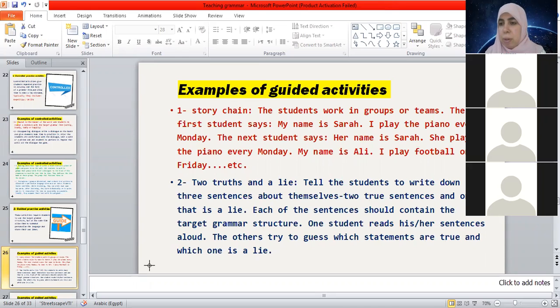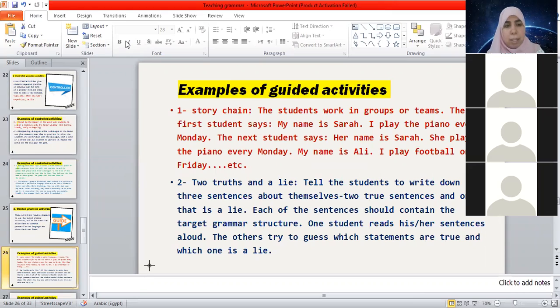For example, let's do that together. The first student will say, my name is Sarah. I play the piano every day. So here I have present simple. So let's talk about our daily routine, or what I usually do every day. I'd like my students to say sentences about themselves using this target grammar structure. So the first student says, my name is Sarah. I play the piano every day or every Monday.